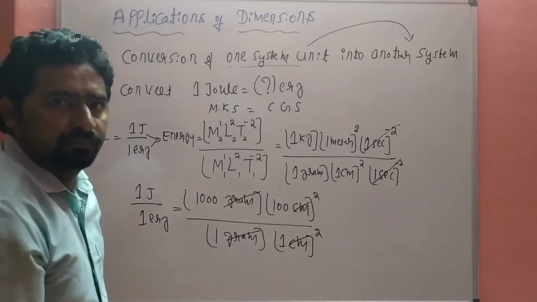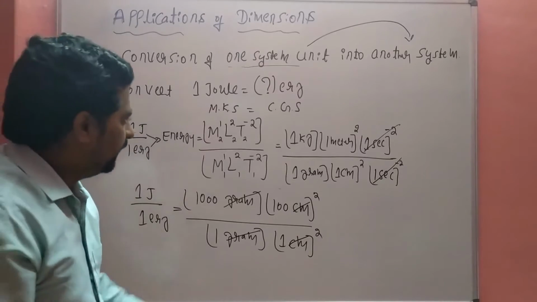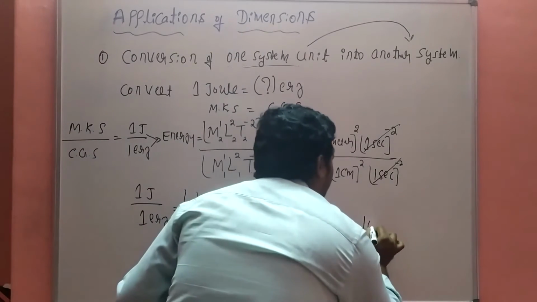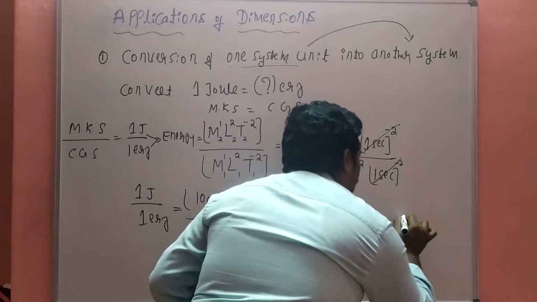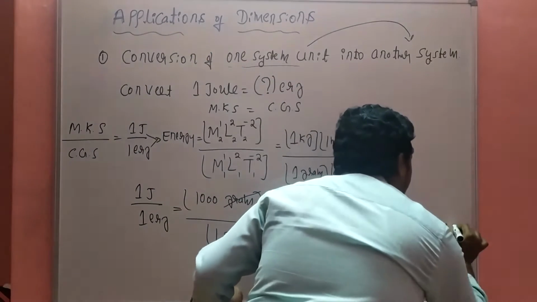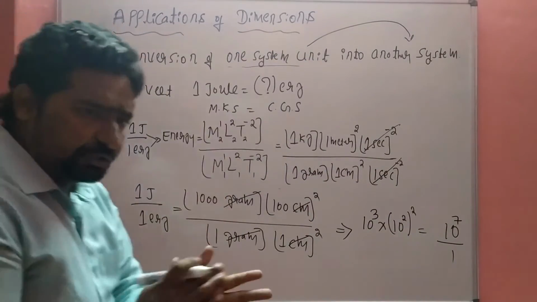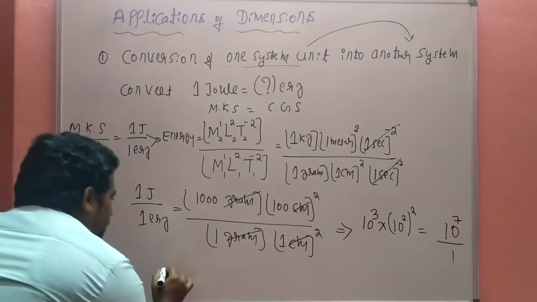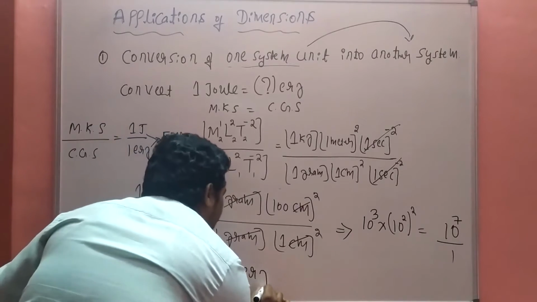You have to cancel the unit, because 1 square and 100 square do not get cancelled with each other. So A is equal to 1000, 10 to the power of 3, into 100, 10 square, so 10 square into whole square, as it is. The final answer is 10 to the power of 7. So 1 joule is equal to 10 to the power of 7 erg.